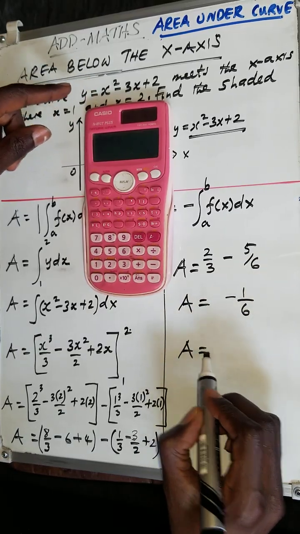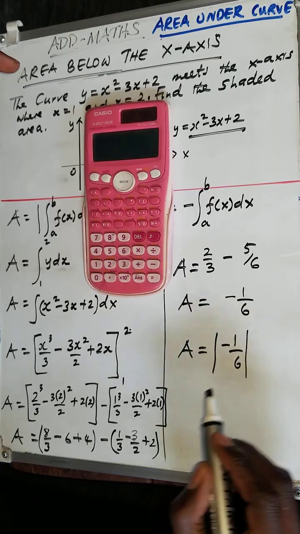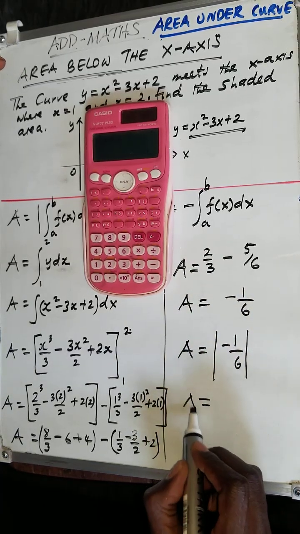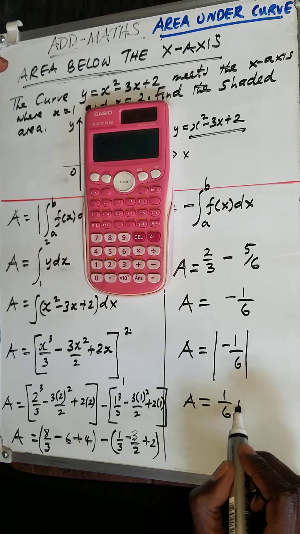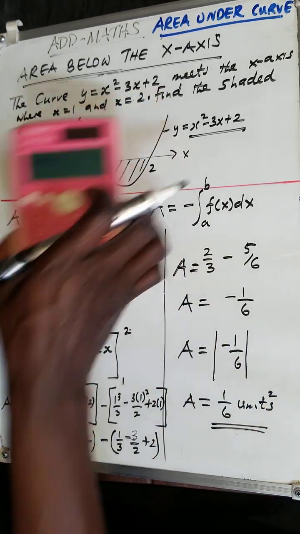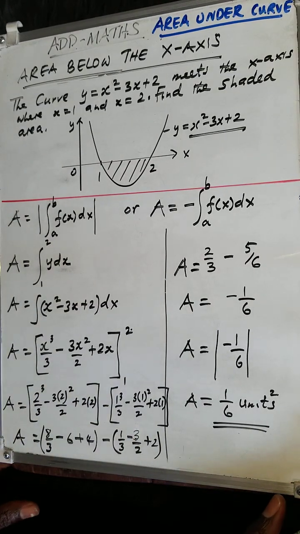But like I told you, for the numerical value, you simply take the modulus of negative 1 over 6. Modulus means if you have a negative, it will disappear, and therefore it will give me 1 over 6, and this is going to be square units. So that is the area below. This is the way you can go about it. It's not complicated, it is very simple.